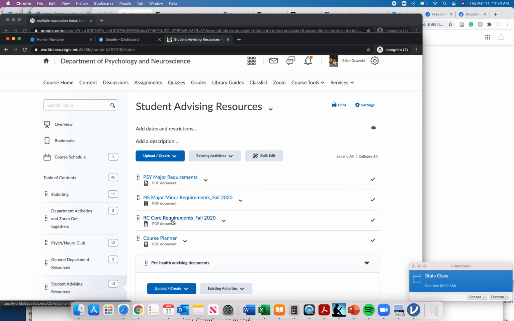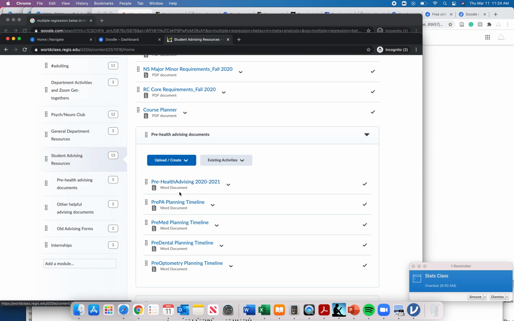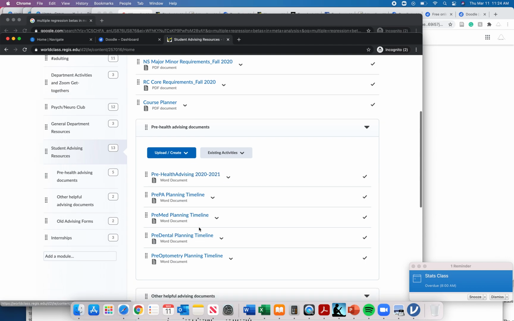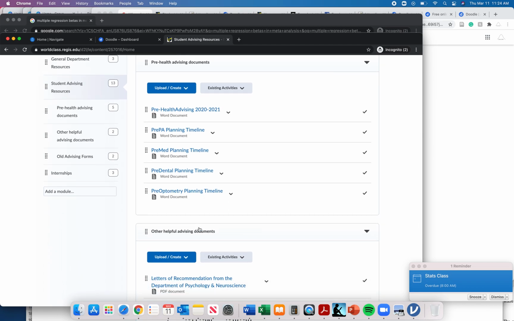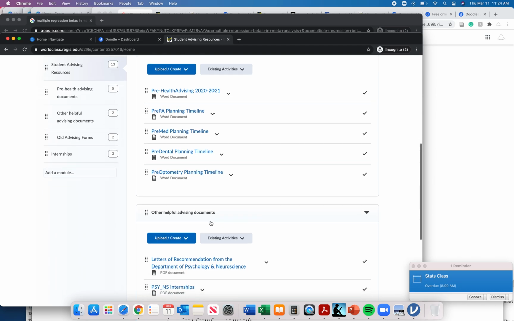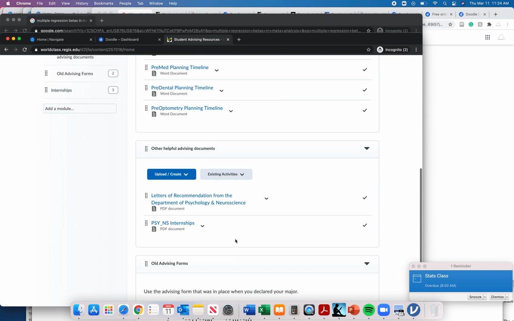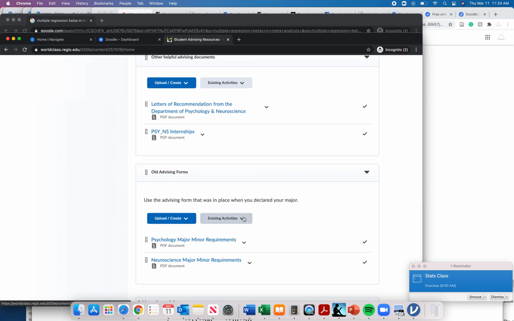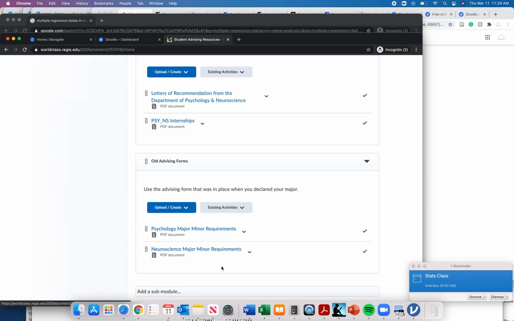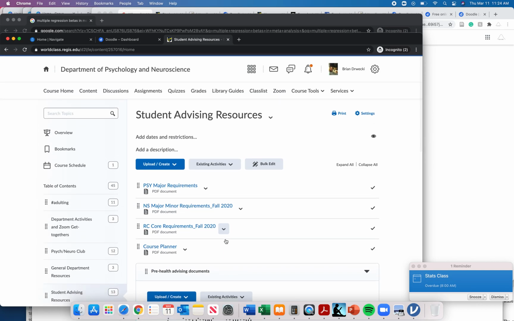You've got your core requirements. You've got a course planner if you'd like. Pre-health, pre-PA, all that fun stuff. That's more for our neuro majors, but we have pre-med psych majors as well. There's some guidance about letters of recommendation, but you can simply talk to me about it and we'll figure that out. Minor requirements, that's none of you.